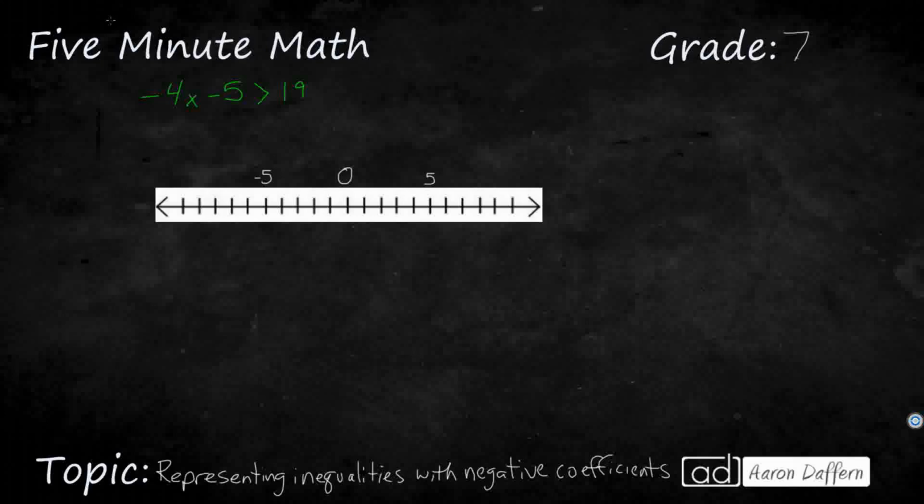Today we are looking at the 7th grade concept of inequalities, specifically how we can represent inequalities on a number line when we have a negative coefficient, and we'll do it in 5 minutes or less.